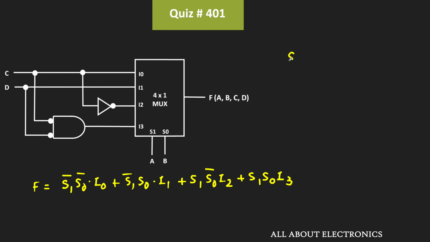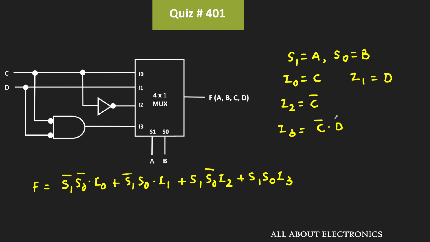So here this S1 is equal to A while this S0 is equal to B. Moreover, here this I0 is equal to C and the complement of this C is given to the I2. That means this I2 is equal to C bar. Similarly, this I1 is equal to D while this I3 is equal to C bar dot D bar, because here if you see at the input side, then we have the two bubbles. That means the input to this I3 is equal to C bar dot D bar.